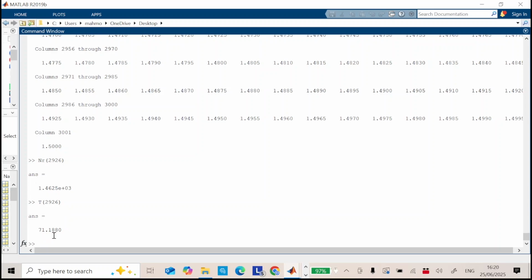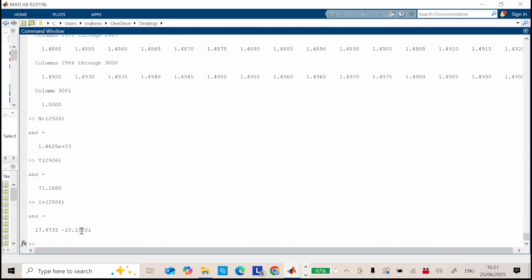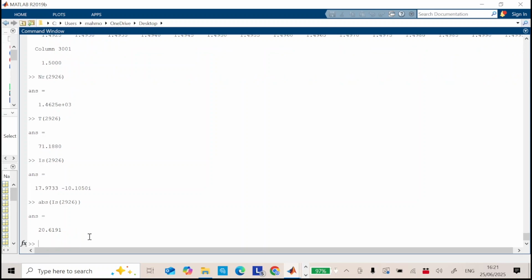The stator current, if I write I stator of 2926, that is going to give you the stator current in rectangular form, real plus imaginary part. But I don't want that one in this way. I want the absolute value. So absolute of I stator for 2926 will give you the current magnitude at this point. So the stator current is 20.62 ampere.